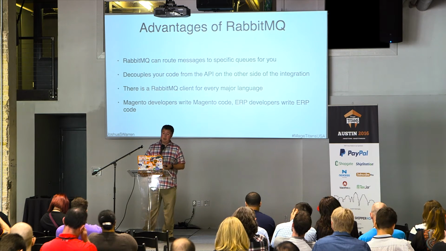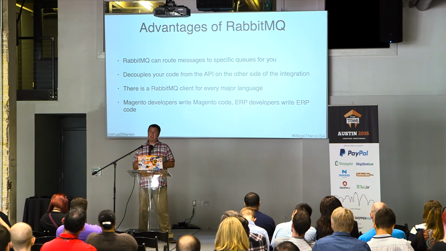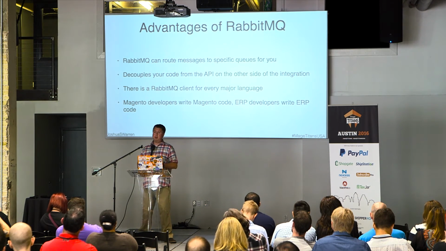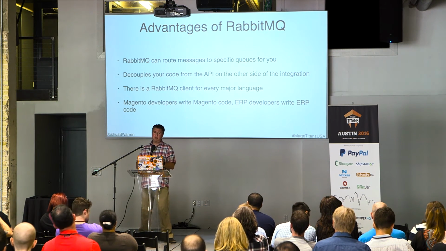So advantages of Rabbit: it can route messages to specific queues for you, and again, that can be very, very powerful. You can route to multiple queues. You can route to queues in such a way that certain functions and certain integrations will receive only the messages that they need. One thing that I really like is the way it does decouple your code from the API on the other side of the integration. So let's say you're using one ERP now, and a year from now you're told that you're switching to a different ERP. You're not going to have to go through and refactor and change a bunch of code in your Magento instance. You're just going to change what sits on the other side of RabbitMQ. So that really simplifies that.